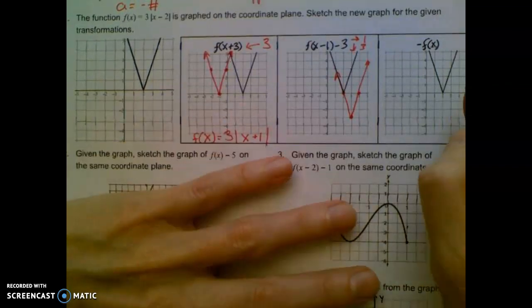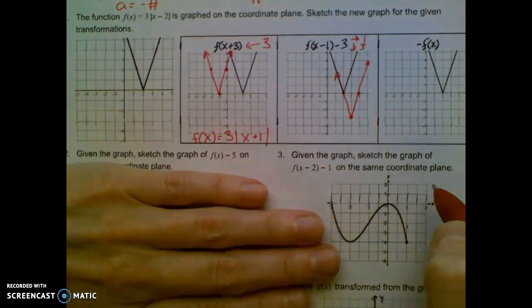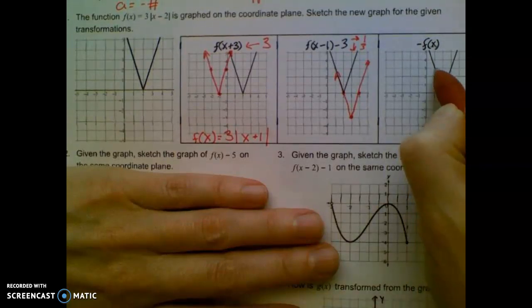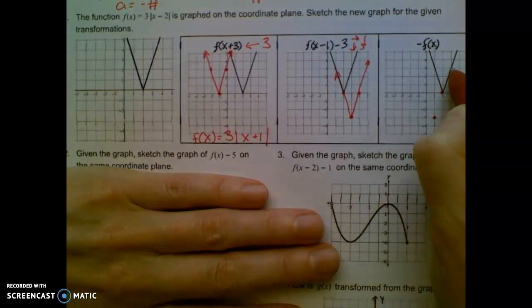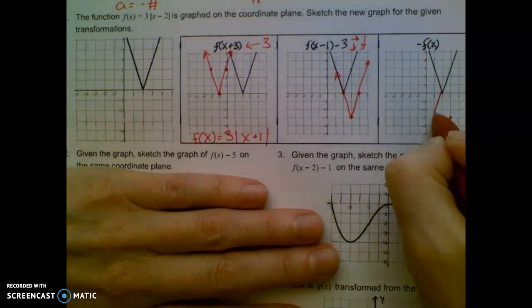All right, and this last one over here, negative f of x, just tells me to reflect that function across the x-axis. So I'm going to take my vertex, flip it over the axis, nothing's going to happen. I'm going to take this point, it's at positive 3. When I flip it over, it's going to be down at negative 3. This point here is at positive 3. When I flip it over, it'll be down at negative 3. Connect those.